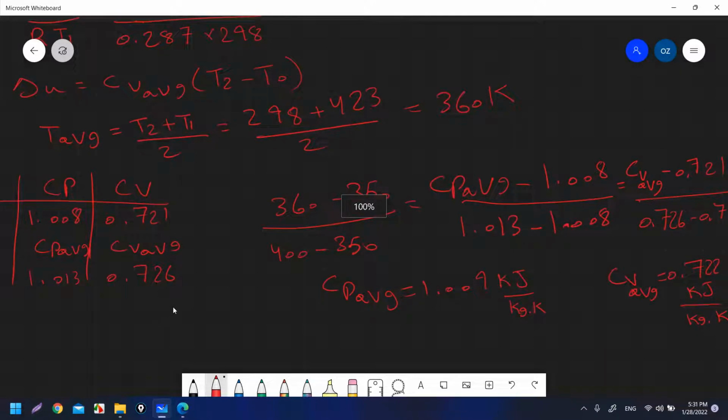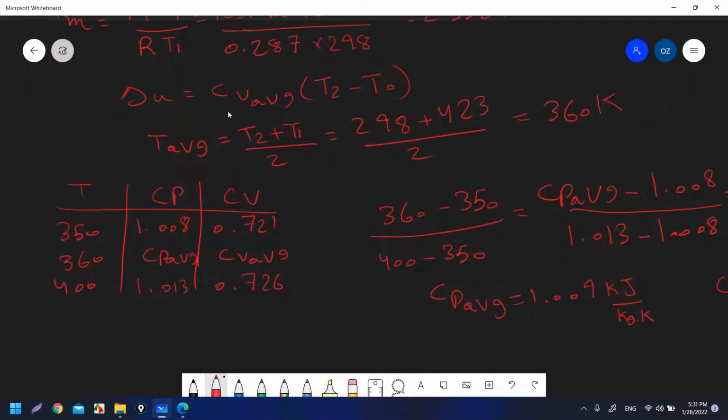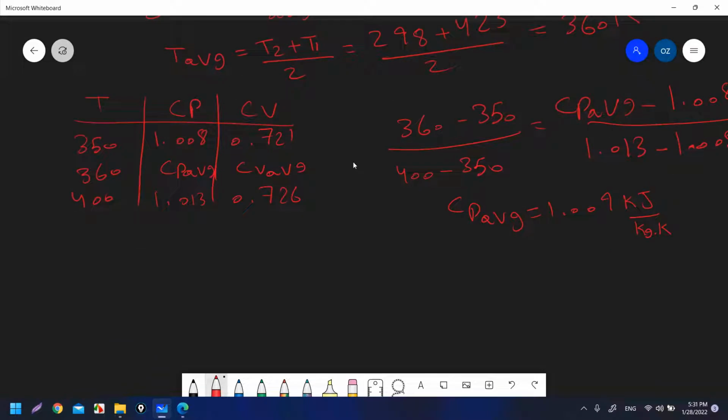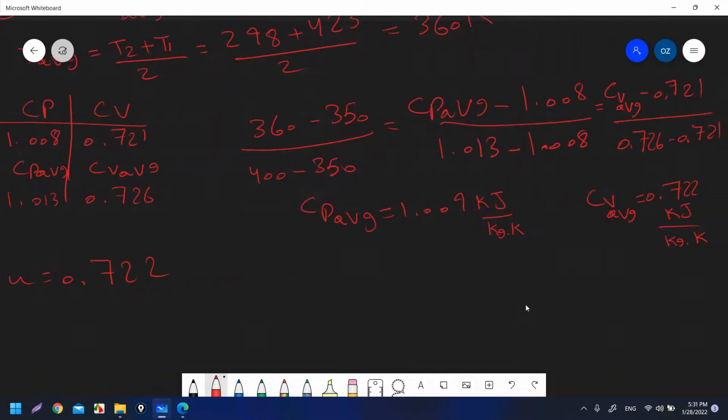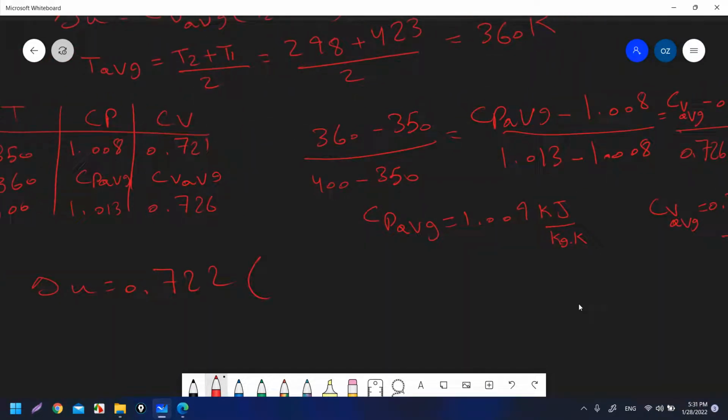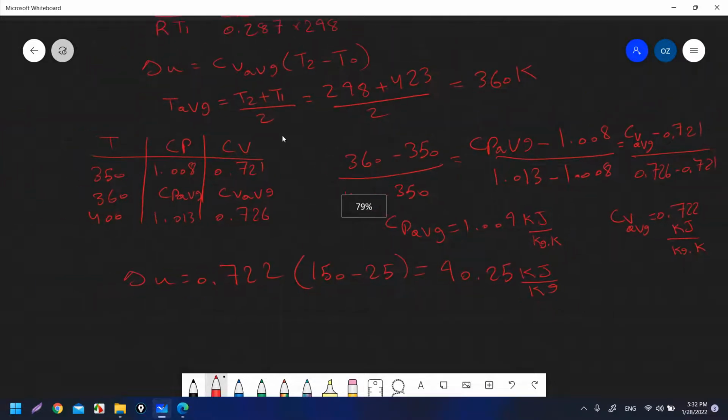Okay, so now I can find delta U. Delta U will equal 0.722, that is Cv, times T2 minus T naught, T2 150 minus T naught 25 degrees Celsius. It doesn't matter whether it is Kelvin or Celsius, unless it is only a temperature and not a difference in temperature. So it is 90.25 kilojoule per kilogram. Okay, now I found delta U.